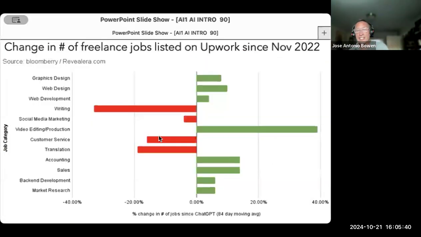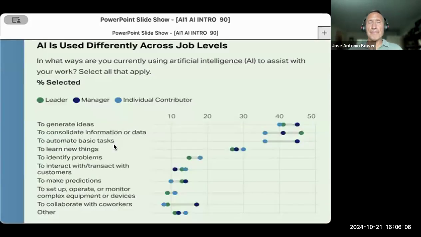All right, so work is changing. So this is depressing, but this is the number of freelance jobs listed on Upwork, which is a site where people list freelance jobs. The number of writing freelance jobs has decreased by 30% since ChatGPT was introduced. Interestingly, not video editing. I think it's the editing bit, right? Because people are using AI, but that, and this data is 6 months old too.